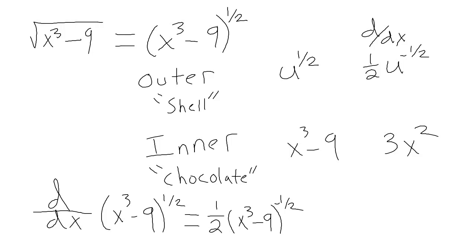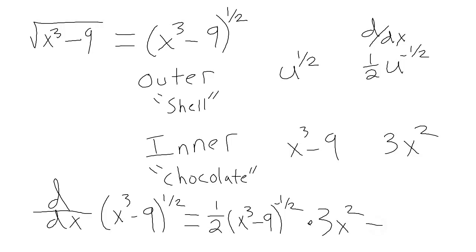And when I take the derivative of my outside layer, does our inside layer get affected? Does our chocolate go away as our shell dissolves? No. So I didn't change anything about the inside, even though I was taking the derivative of the outside. However, eventually we do need to eat through our inside layer. So eventually we do have to multiply by our inside layer.